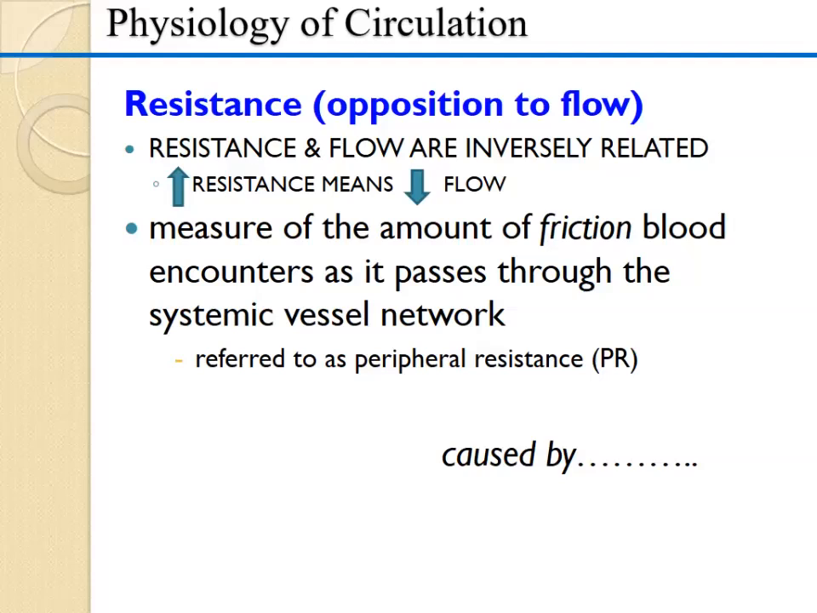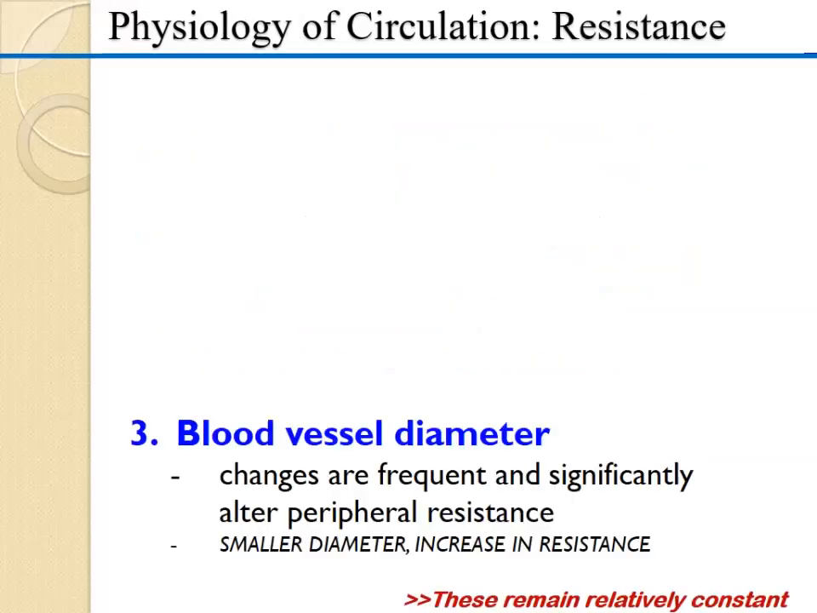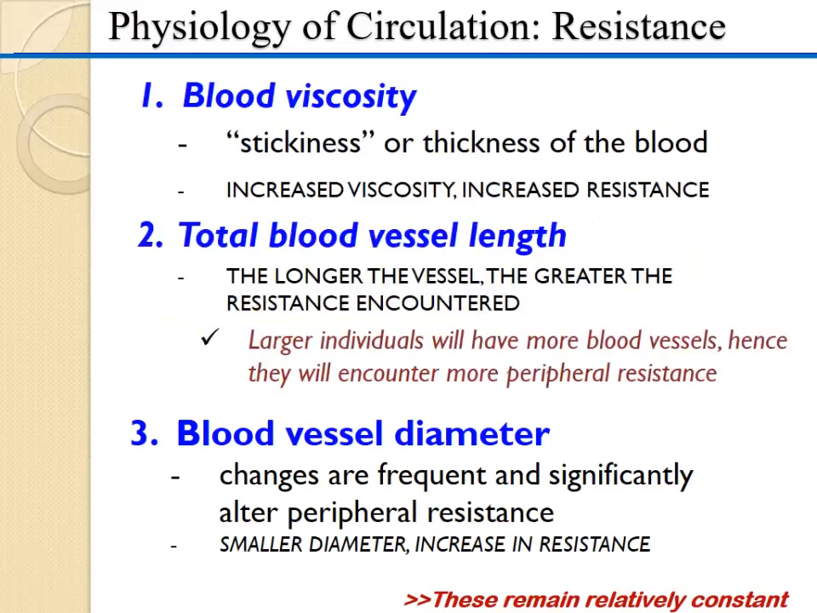This is also known as peripheral resistance, the peripheral meaning furthest away from the heart. It's caused by the diameter, of course. Blood viscosity would also be a factor. This would increase the thickness, you could say, which would also increase the resistance, which would decrease flow.